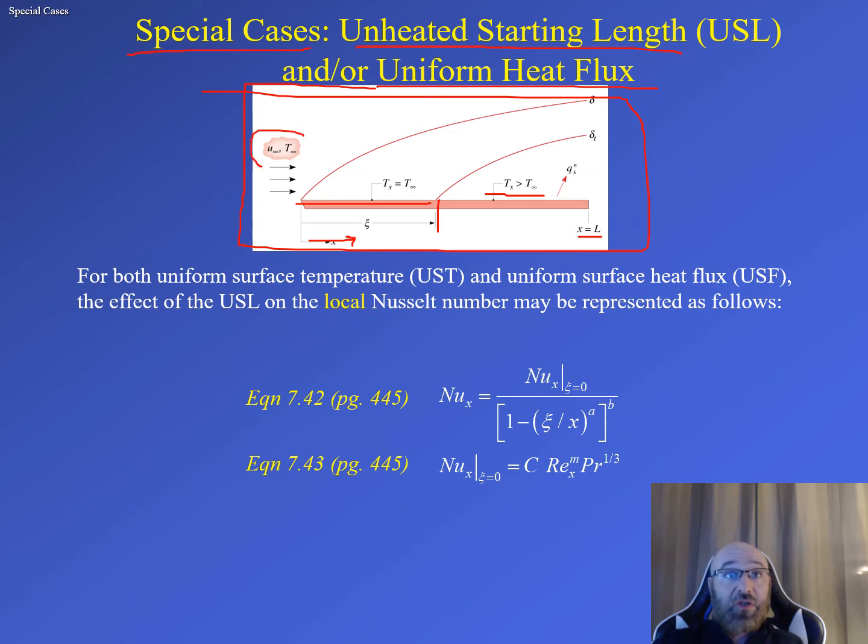So our T infinity is shown over here, and there's our U sub infinity as well. And we can see there's our heat flux right there for our uniform heat flux that we're showing within the special case. So for both uniform surface temperature, our UST, and uniform surface heat flux, our USF, the effects of our USL, or unheated starting length, on the local Nusselt number may be represented by the two following equations, shown as 7.42 and 7.43 in our textbook on page 445.